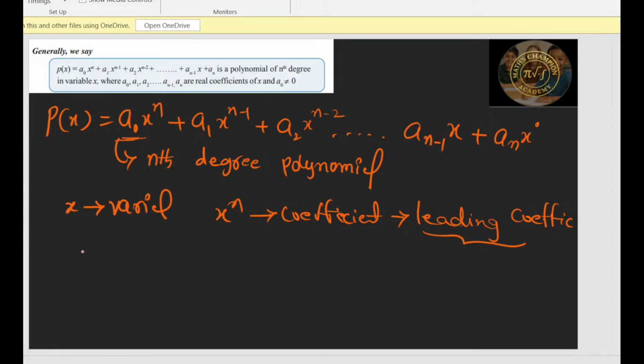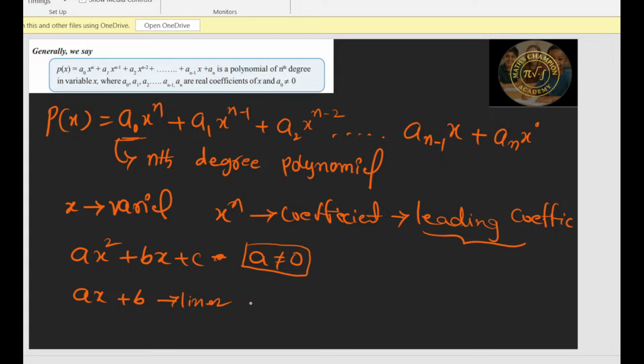Here one condition is there. If any polynomial is there, I wrote here ax square plus bx plus c. It is a polynomial, but what is the condition? A should not be equal to 0. It is a very important condition. For example, ax plus b is linear, but a should not be equal to 0. If a is 0, it is a constant polynomial.